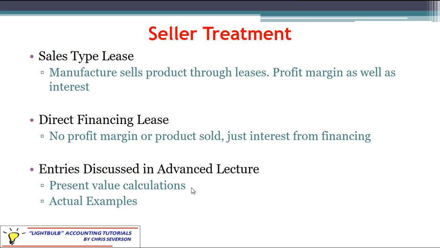Now, again, in future more advanced modules, we talk more about the present value calculations. We see actual examples of these leases from both the buyer and the seller perspective, or the lessee and the lessor perspective. Hopefully this helps to give you an introduction into what you would need to know for your basic accounting classes.